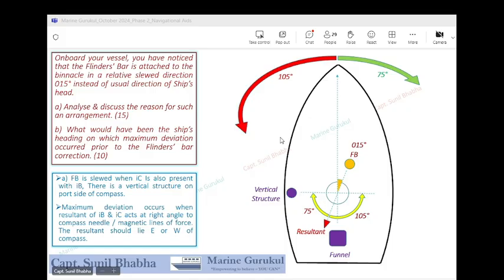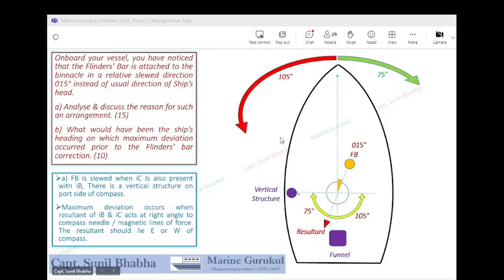Sir, for the funnel we know that it will be aft of the binnacle. This vertical structure on the port, is it not necessarily that it will always be at 90 degrees from the funnel? I mean, how is it, sir? If it is not exactly on the port, then the angle will change, na sir?